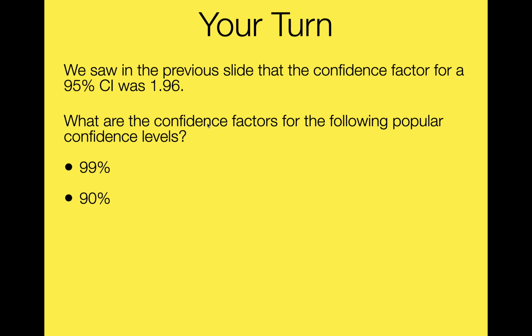Now, here's a your turn. We saw that for a 95% confidence interval, the confidence factor was 1.96. There are two other very common confidence levels, 99 and 90. I want you to find the confidence factor for each of them. That's just what I did on the last slide, but instead of 95% in the middle, I want you to try 99 and 90. That's where I'll stop here. I'll see you next time.